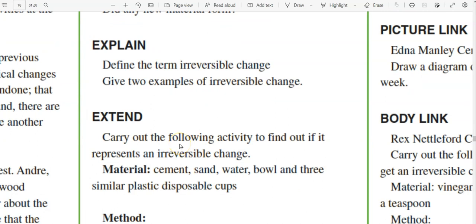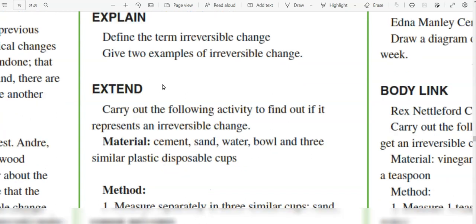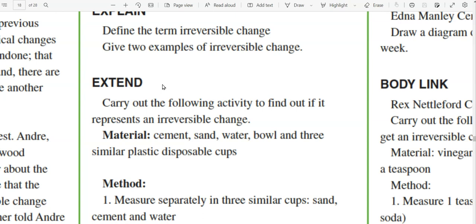Now, explain. Define the term irreversible change and give 2 examples of irreversible change. So we know based on what we read before that the irreversible change, we can't go back to what it was before. Something new is produced as well. All right. Examples, I can think of the egg. Let's think of something involving egg as well.